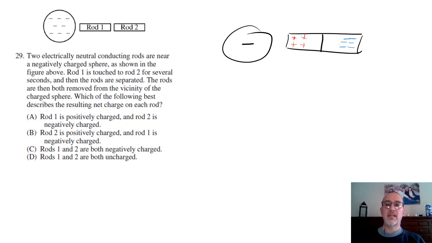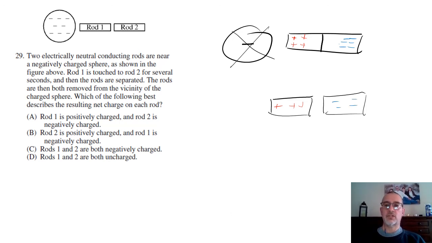So what I'm going to get is a flow of electrons to the right, away from the charged sphere. Now, if I get rid of the charged sphere, so let's get rid of the charged sphere. Now, just momentarily, I had those rods, but they were separated. So let me just erase this for a second. So now those two rods that did have the charge flowing in them are separated and then moved away. Well, this rod on the left is going to have a net positive charge, and the rod on the right is going to have a net negative charge after I've moved them apart.